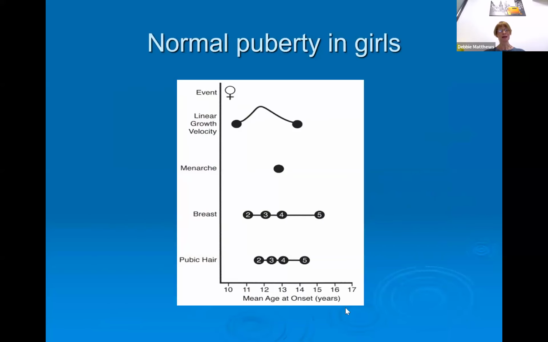If we look at normal puberty in girls, we see a slightly different scenario. So girls start puberty on average at the age of 11, with the first sign being breast development. But as soon as they're showing the first signs of puberty, their growth rate is already accelerating. The start of pubic hair occurs 6 months later, with a peak height velocity at around 12 and a half, 13 years, with menarche occurring at 13 years, between mid and the end of puberty.